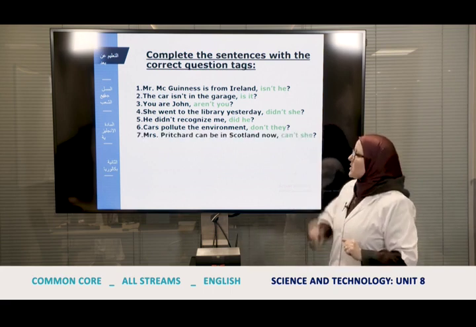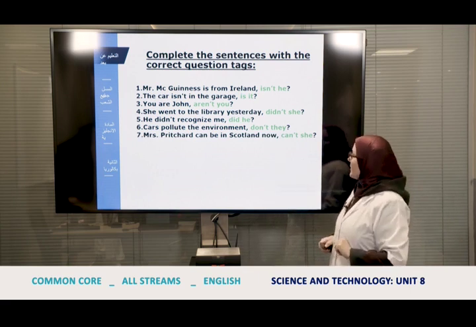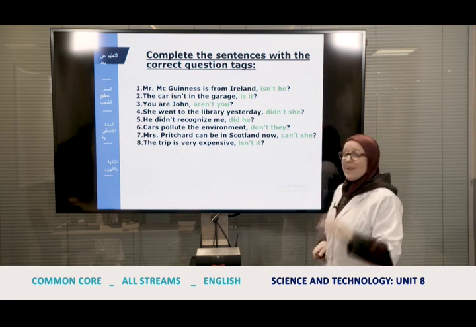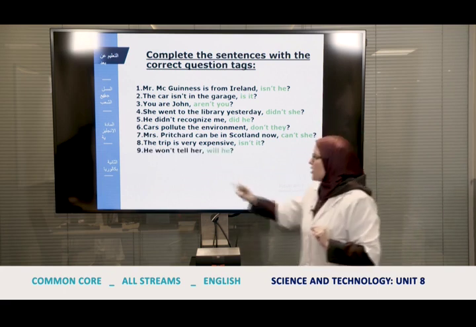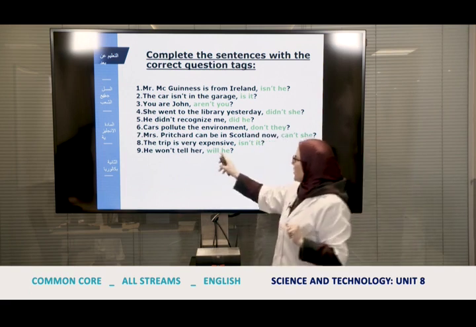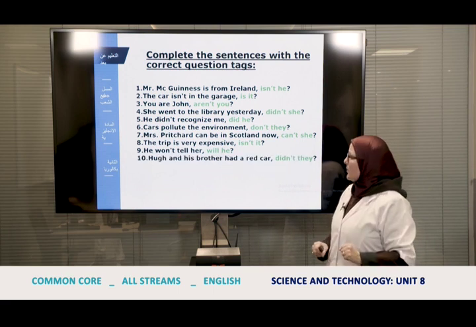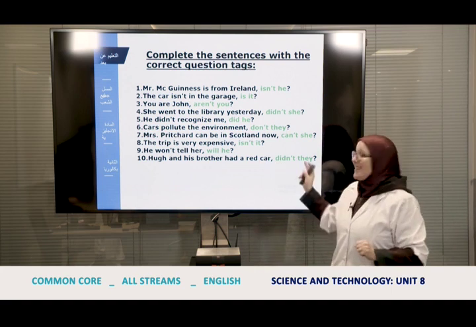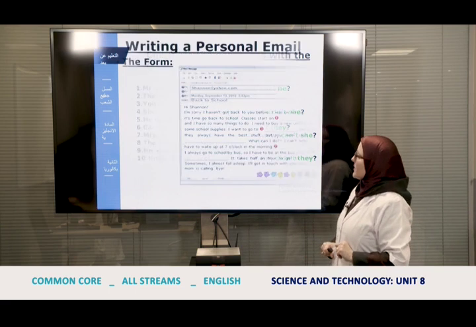Number 7, Mrs. Pritchard can be in Scotland now, can't she? 8, the trip is very expensive, isn't it? He won't tell you. Here, he won't, it's he will not. So we remove the negation, all right, and we are left with will he. And the last example, of course, you and his brother had a red car, didn't they? Because here we have two people, you and his brother.